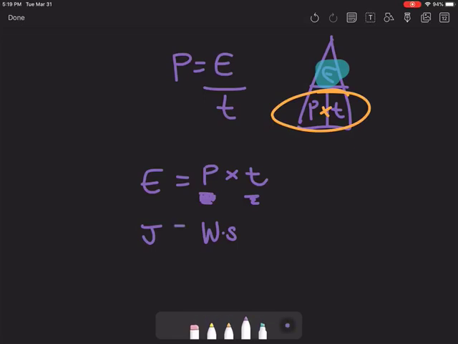And the way that we know that is because if I just look at my equation, I know that energy is power times time. My units for energy is joules. My units for power is watts, and my unit for time is seconds, which means my joule is the same as a watt second.